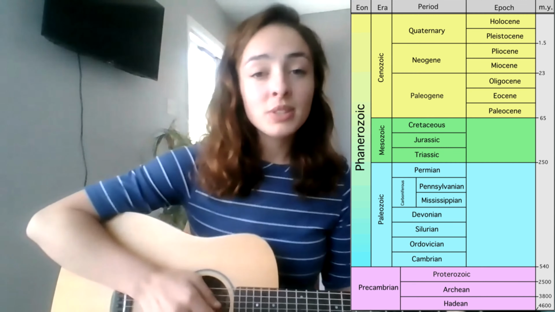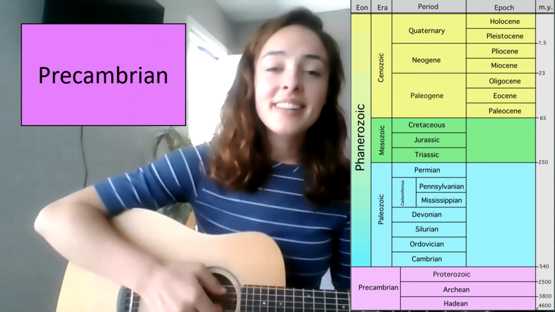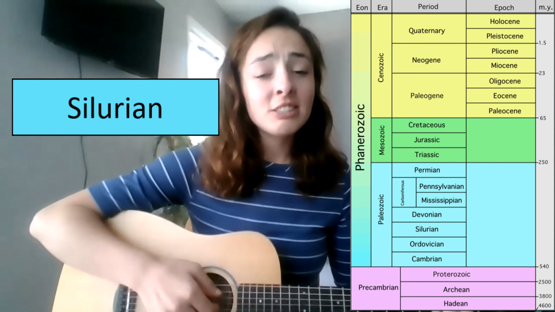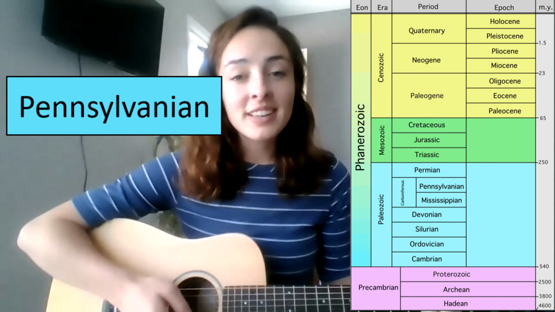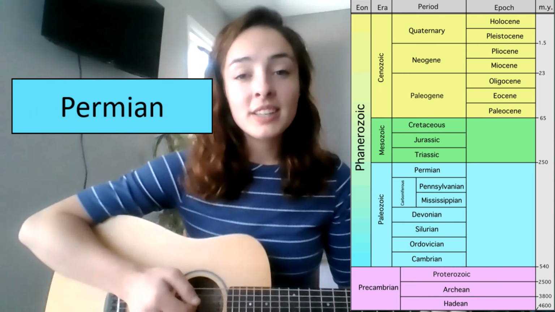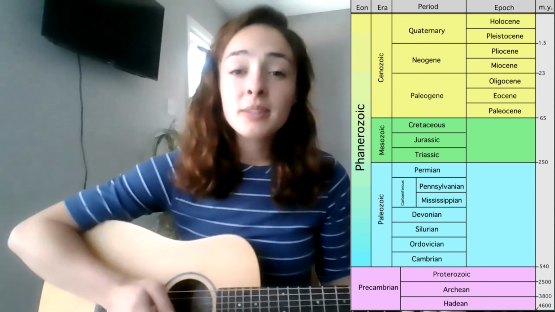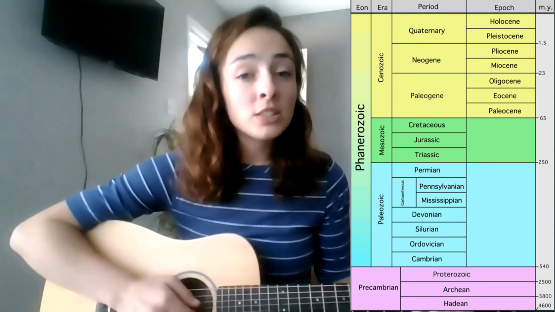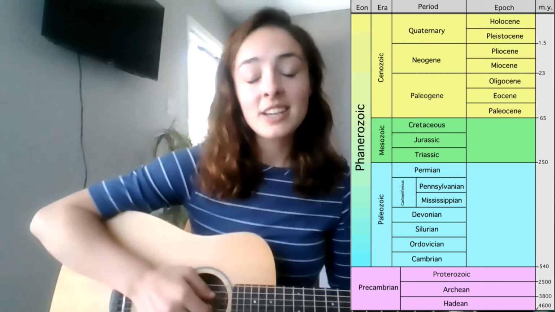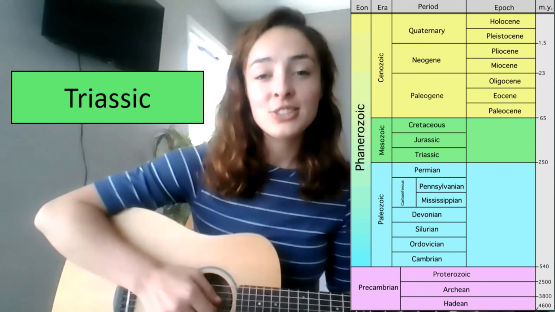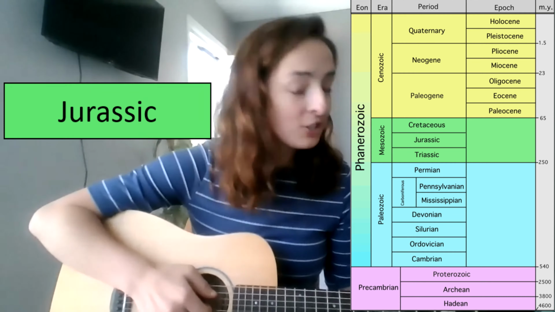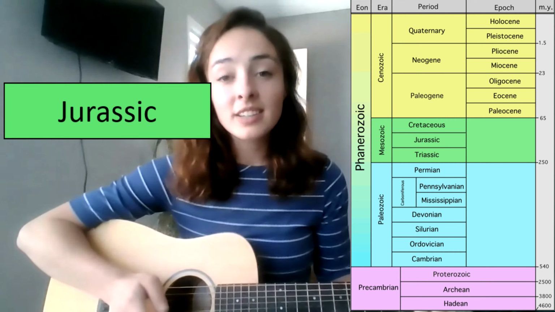First, you gotta start with the Precambrian. Then Cambrian, Ordovician, Silurian, and Devonian. Then we go to the Mississippian, and Pennsylvanian, and the Permian. Now we're at the Mesozoic Era. This era only has three periods in its time interval, and these include the Triassic, and Jurassic, and Cretaceous.